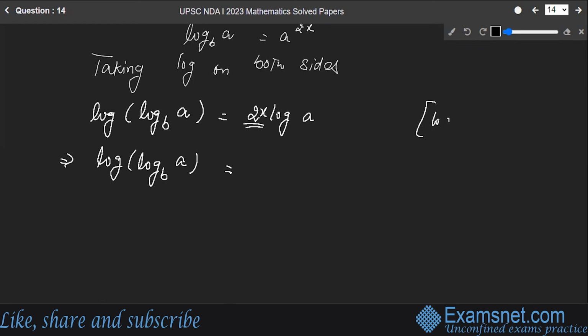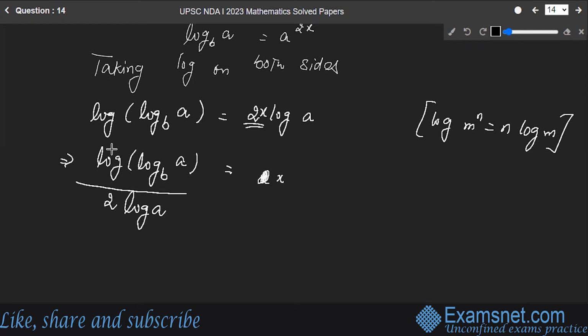I hope you got this step right. How did I do this? Log m raised to power n is equal to n log m. Okay. So this whole divided by log a is equal to 2x. Or I'll take 2 also over here. This will be log of a into log of a, sorry.